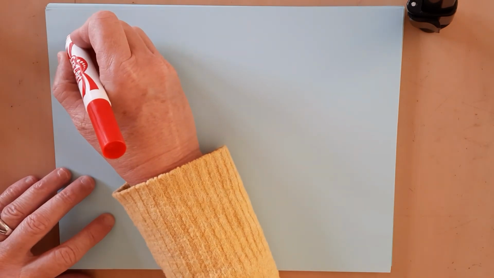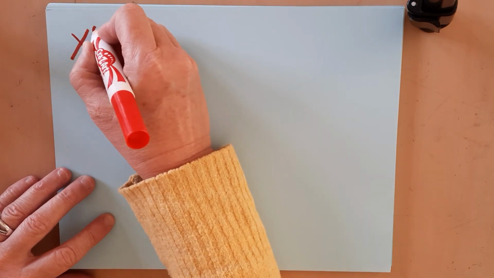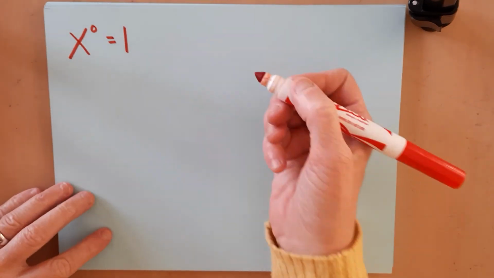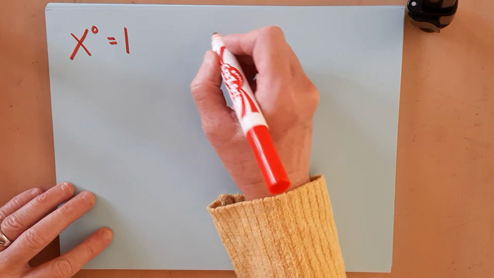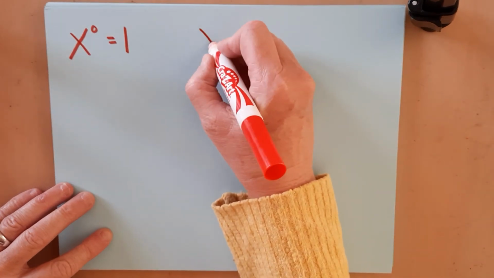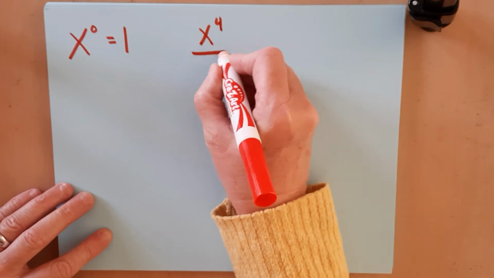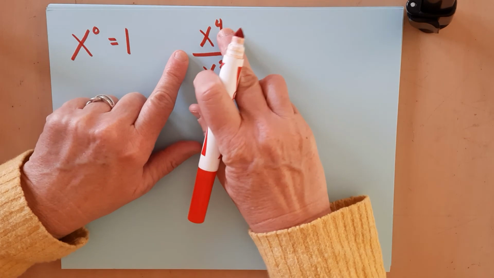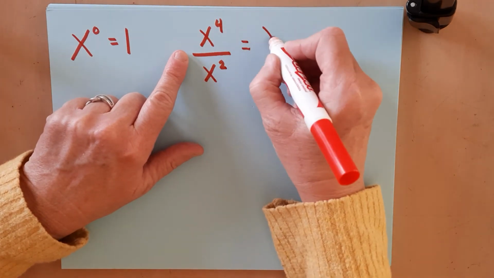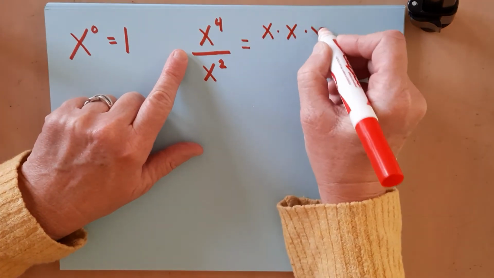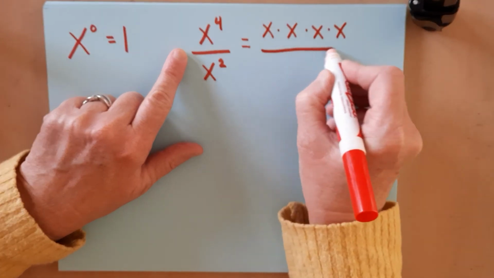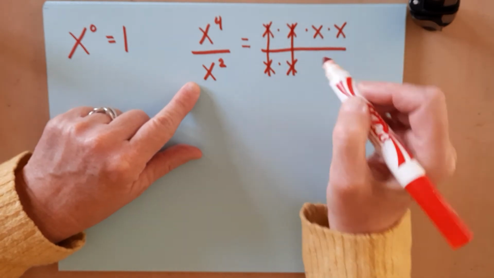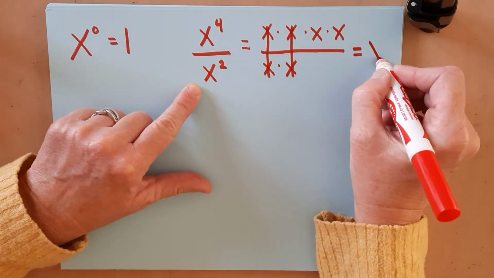I have talked about how x to the 0th power equals 1. And I just wanted to briefly show you why that works. So if we have, let's back up a little bit and say we have the problem x to the 4th divided by x squared. We can see that x to the 4th is the same as x times x times x times x. And if we divide that by x squared, we can see that these x's cross off, and the only thing we have left is x squared.